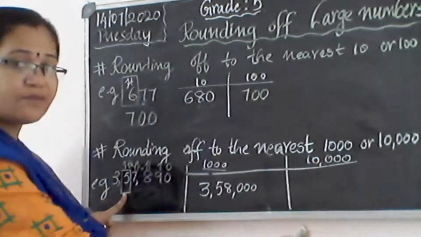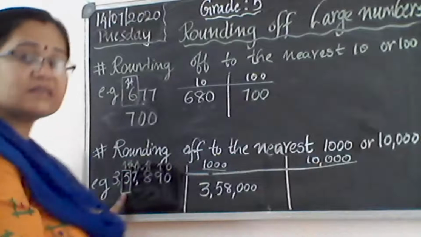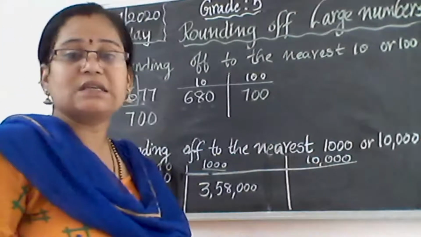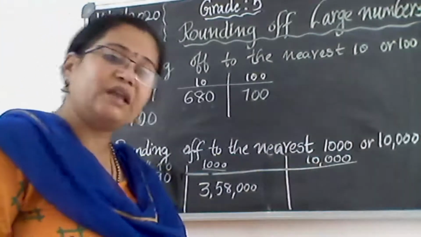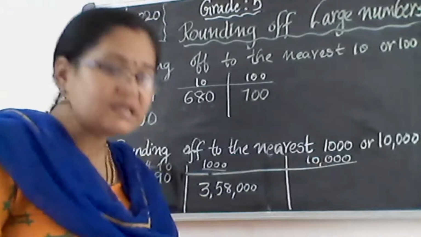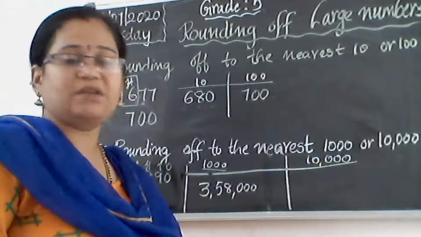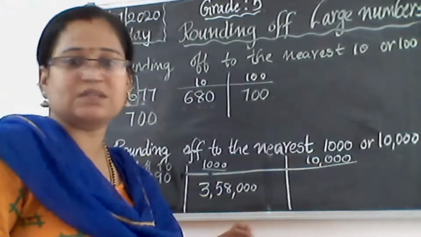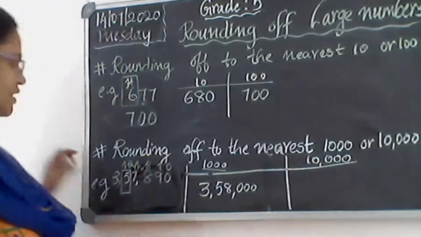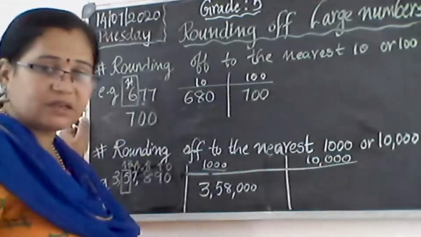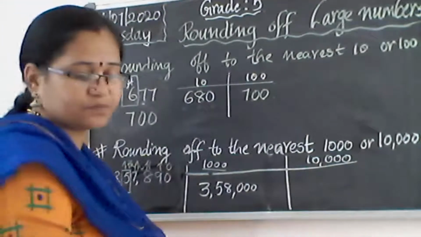What is ahead of this number? It is 7. If it is 5, then also we will increase the number. If it is less than 5, we have to decrease the number. We have to just write as it is with zeros. Okay. So that also I'll discuss when we are dealing with the chapter check pointer.